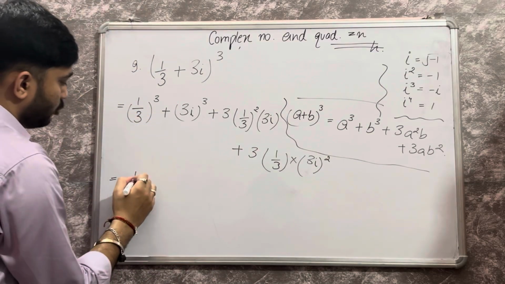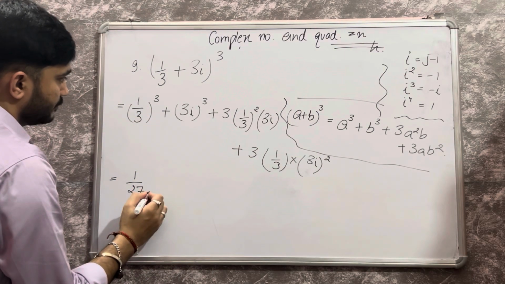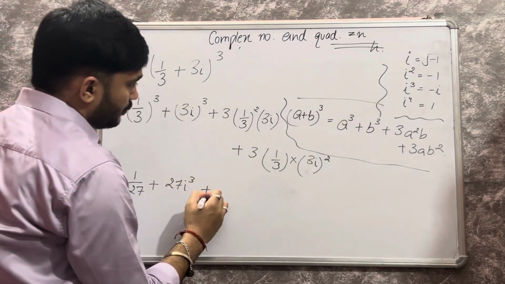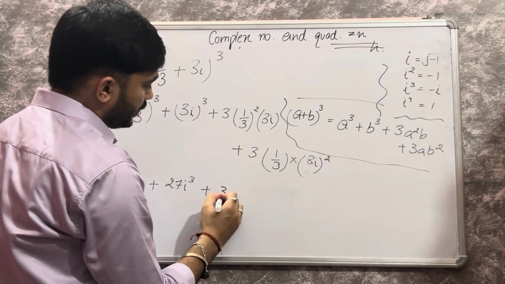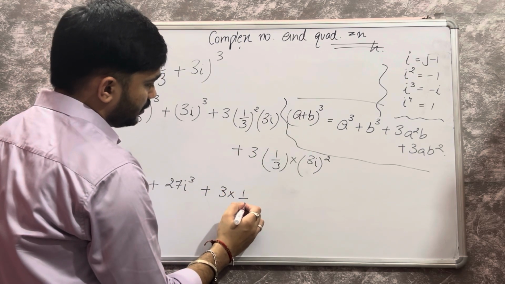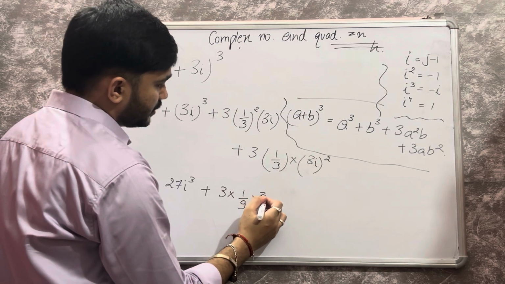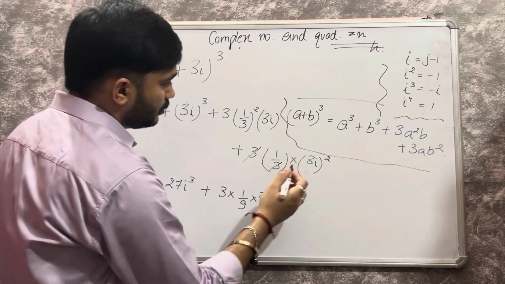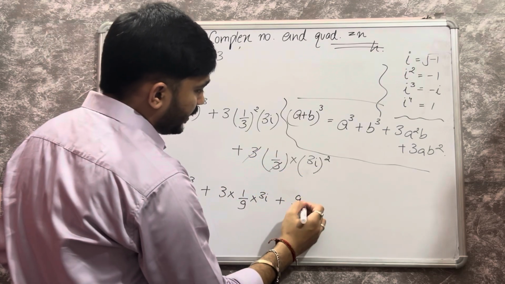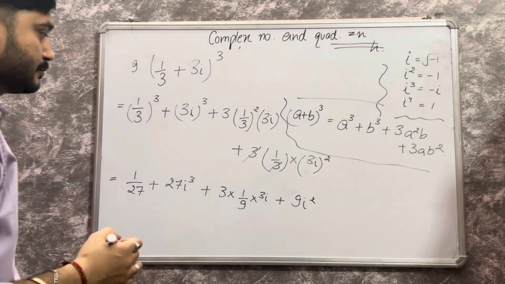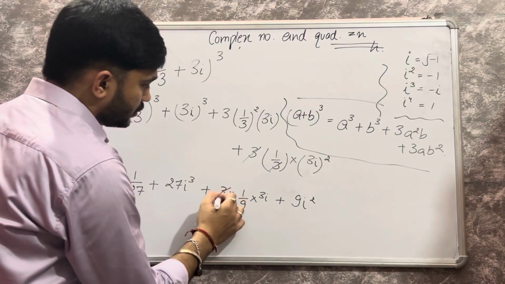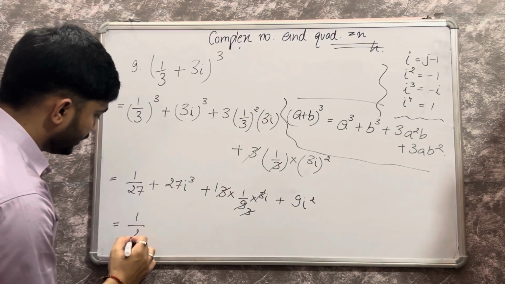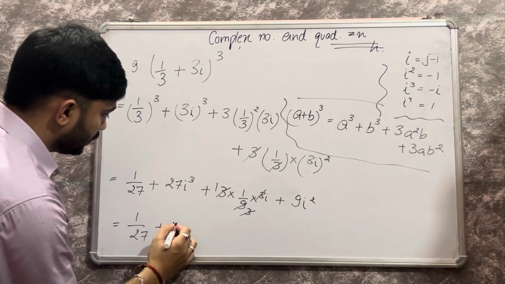1 by 3, 1 cube is 1 and 3 cube is 27, plus 27 iota cube, plus 3 into 1 square is 1 and 3 square is 9, multiplied by 3 iota, plus... this 3 and this 3 can be cut out. We are left with 3 square, that is 9, and iota square. We can also cut 3 1s are 3, 3 3s are 9. So we are left with 1 by 27 plus 27.